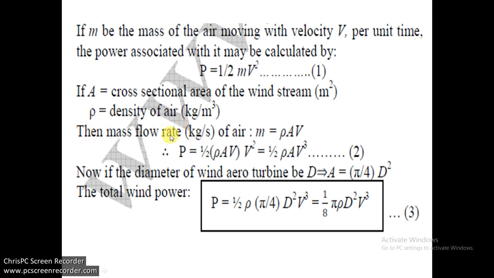So the mass flow rate can be written as m equals rho A v, where rho is the density, A is the area of cross section, and v is the velocity. When A multiplies with v, this becomes volume, and density is mass per unit volume. When we cancel volume with volume, it becomes mass per unit time, that means mass flowing per unit time. It is termed the mass flow rate, rho A v.